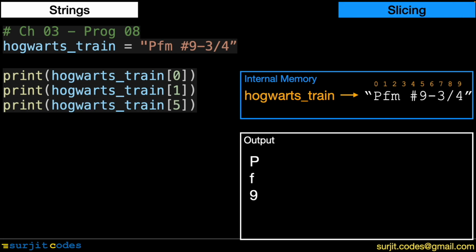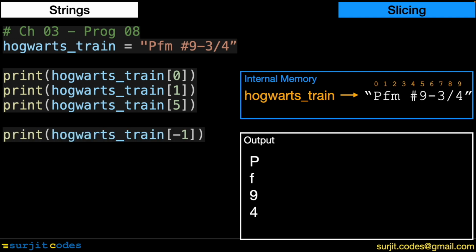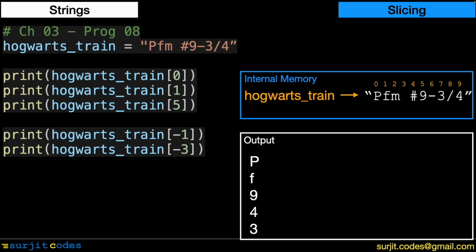Index equal to 10 or more go outside the string, so print Hogwarts train 10 will give an error. Such errors are detected when we run the program. So these are not syntax errors and we call them runtime errors. We use negative indices for counting backwards from the end of the string. -1 refers to the last character and -3 to the third last character of the string.